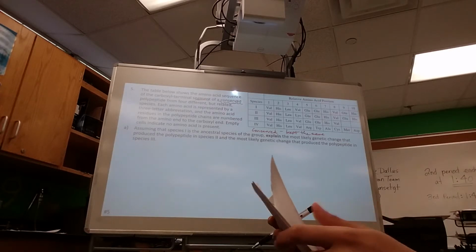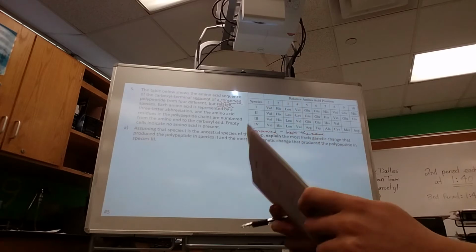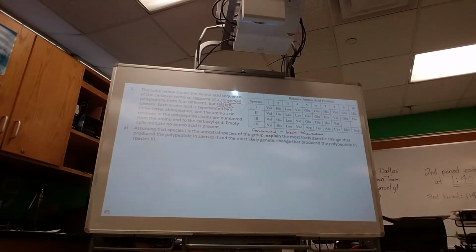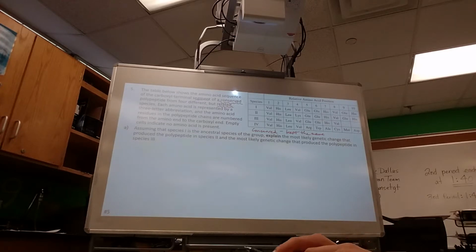So these are 4 different but related species, which should be another clue that you're looking at something dealing with evolution. Each amino acid is represented by a 3-letter abbreviation, and the amino acid residues in the polypeptide chains are numbered from the amino end to the carboxyl end. Empty cells indicate no amino acid is present. What you mostly need to know is that they're showing you these amino acid sequences, and you should know from class that you're looking to see how closely related species are.